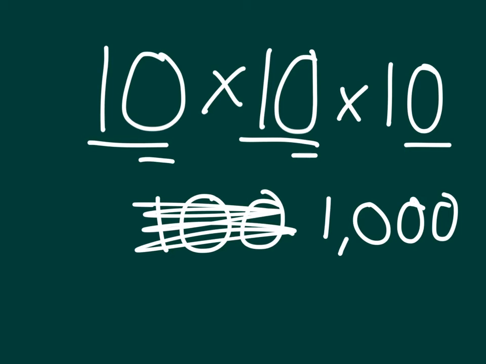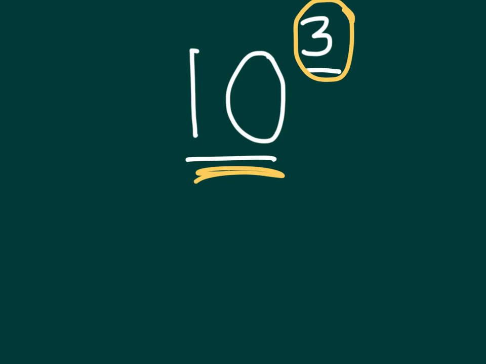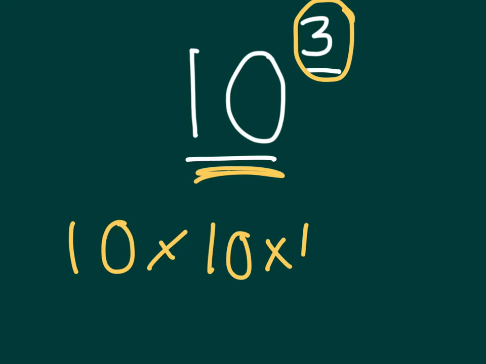So I'm going to show you an easier way to look at a problem like this. It's called exponents. Here's the same problem we just did, 10 times 10 times 10, but I'm going to say it a little bit different. I'm going to say it 10 to the third power. This 10 right here is called the base, and the smaller number up here is the exponent. This expression really just means 10 times 10 times 10.